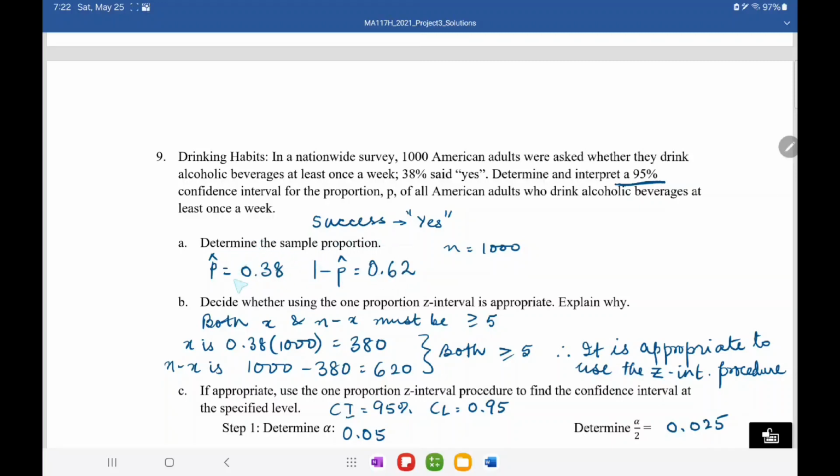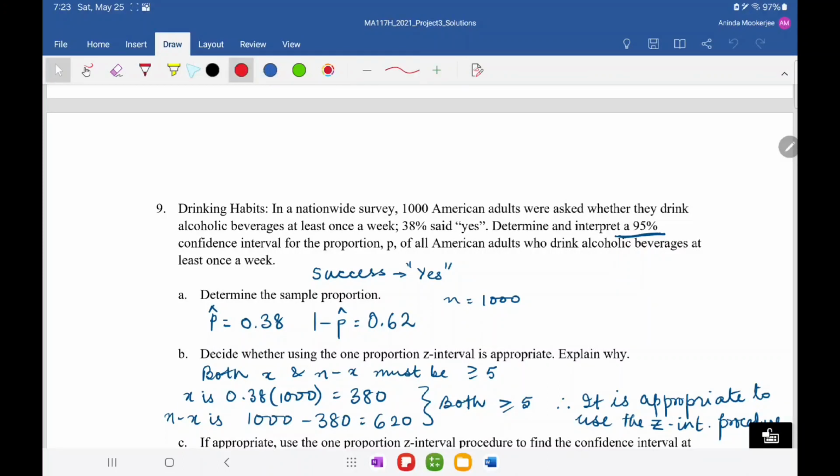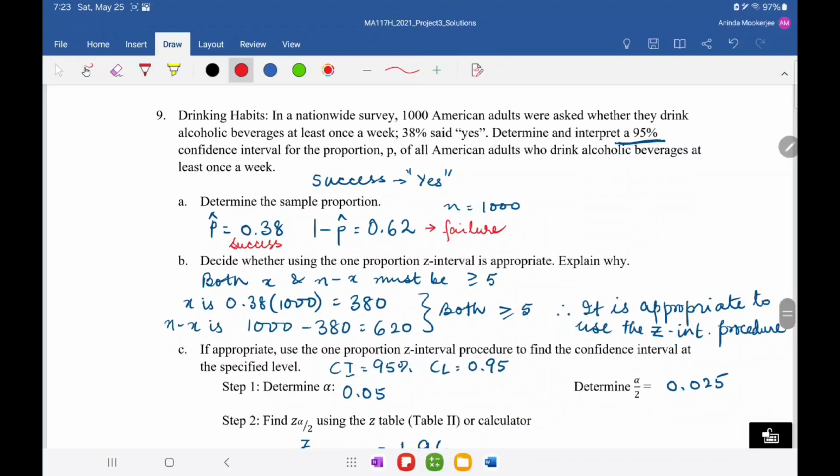All right, and so that's the success proportion, 0.38, and 1 minus P hat represents the failure proportion, right? Those who did not meet the particular attribute. So that will represent the failure proportion. And this one is the success proportion. Now in the next step, it says, decide whether using the one proportion Z interval is appropriate. Explain why. So you have to recall the assumptions in order to find or use the Z interval procedure.